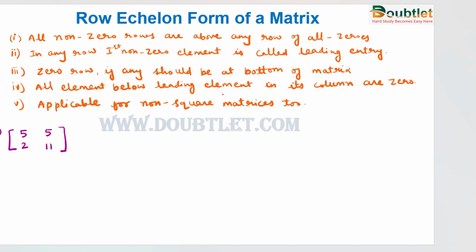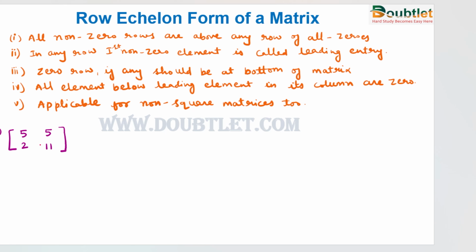All elements below the leading element in its column are 0. So this is the leading element, and in this column, all the elements below this leading element should be 0. This is applicable for non-square matrices as well, meaning it is not necessary that it should be a square matrix. We can also find the row echelon form of a non-square matrix. We will understand this concept through some examples.